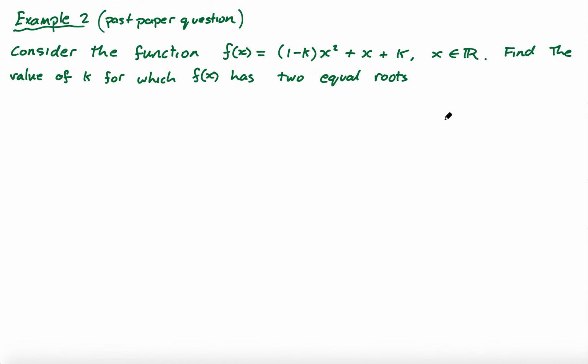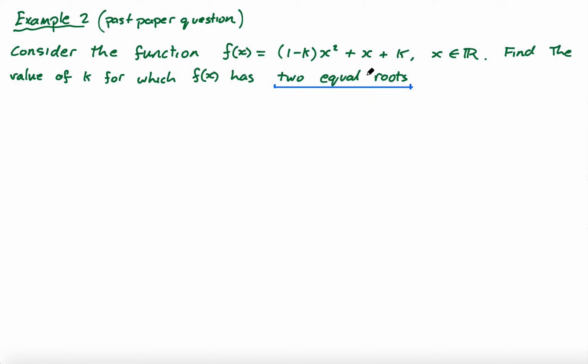Finally, I'm going to do a past paper question. This is a little bit more tricky because they've included k's in the function. So here it says, consider the function, this, find the value of k for which it has 2 equal roots. So it tells us now there are 2 equal roots.